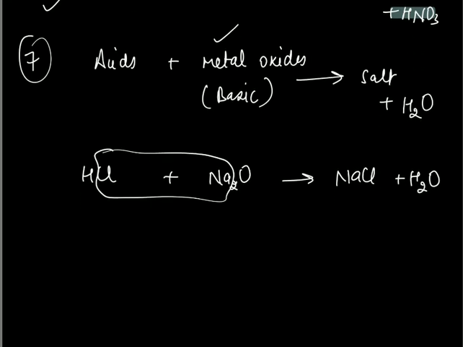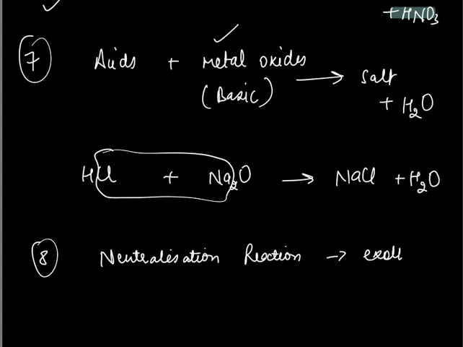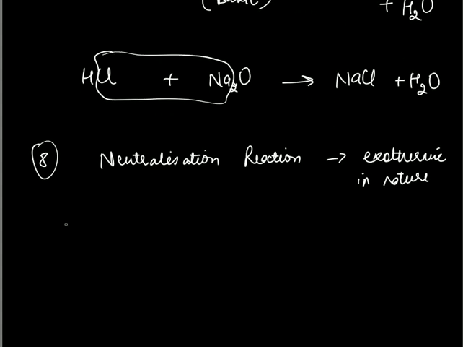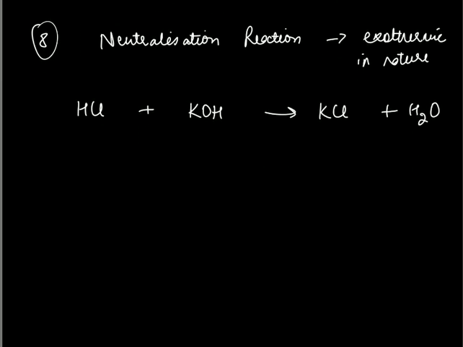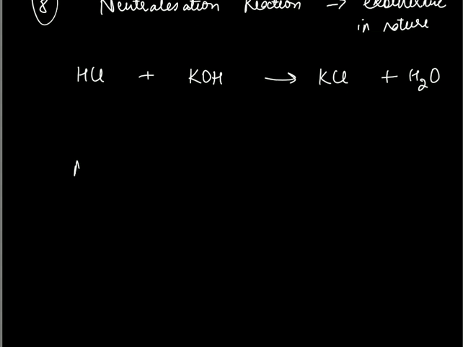Now, the last reaction is the neutralization reaction. So, acid-base neutralization. And please remember, neutralization reaction is exothermic in nature. Then we can take our HCl and a base, you can take potassium hydroxide, which will form potassium chloride, and water is formed. Now before moving to the chemical properties of bases, let's discuss this part. Non-metal oxides.